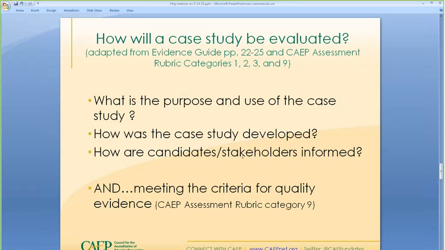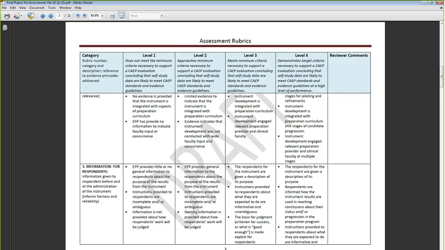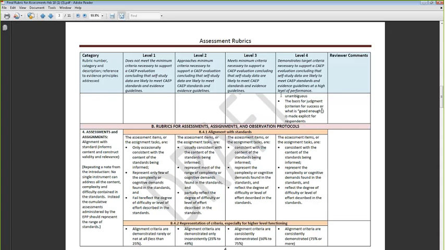the third area, not the last, but certainly the third area, is how are candidates and stakeholders informed? And so the rubric talks about information for respondents, and we talked about that earlier. How are the respondents or the participants in the case study given a description of what you were going to do and how you were going to proceed with the case study and what its purpose was? Okay, and given instructions about what they were expected to do and what the basis for your judgments would be, okay? This is information to respondents.